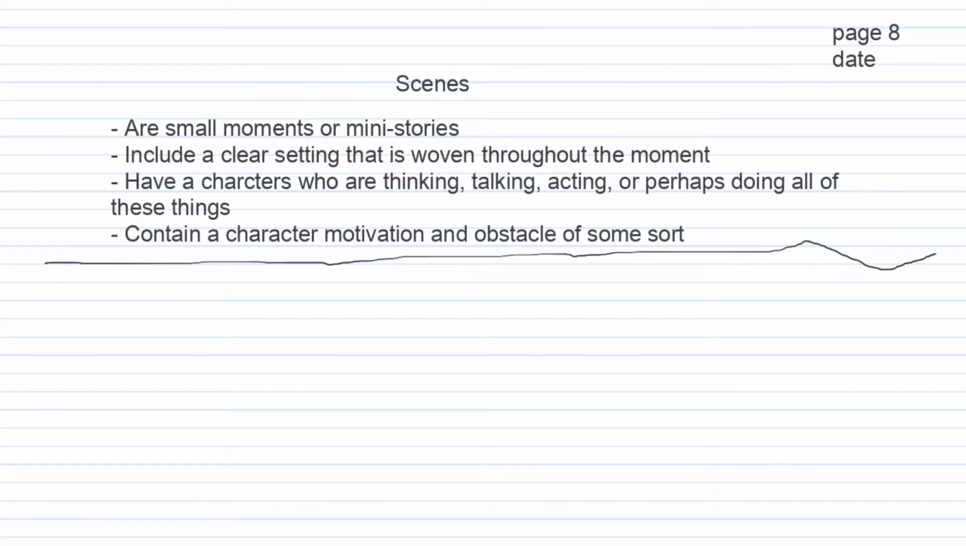Scenes are small moment stories, or mini stories. So if we're thinking about the course of a whole story, this scene is just a tiny moment inside. Next, we include a clear setting that is woven throughout the moment. In other words, the setting has an effect on the story. Next, we have characters who think, talk, act, or perhaps they're doing all of these things. We don't just have a character who only talks the whole time. And finally, we contain a character, motivation, and something that gets in the way of what's driving them, something that gets in the way of their goal, called an obstacle.